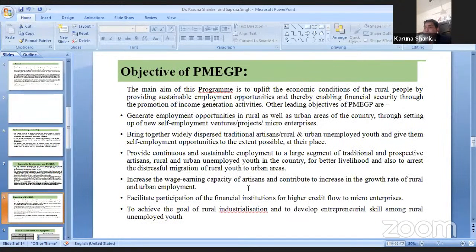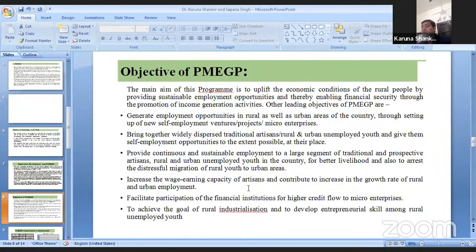The objective of the PMEGP is to generate employment opportunities in rural and urban areas of the country by setting up new self-employment ventures, projects and micro enterprises. It brings together widely disparate traditional artisans and rural and urban unemployed youth, giving them self-employment opportunities, as far as possible at their own place. It provides continuous and sustainable employment to a large segment of traditional and prospective artisans and rural and urban unemployed youth for better livelihood, and also to check the distressful migration of rural youth to urban areas.